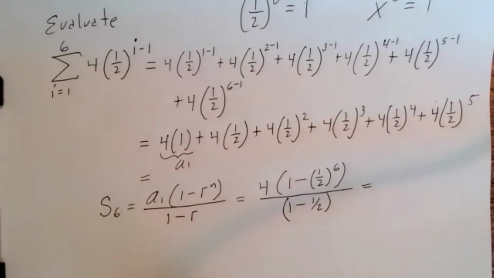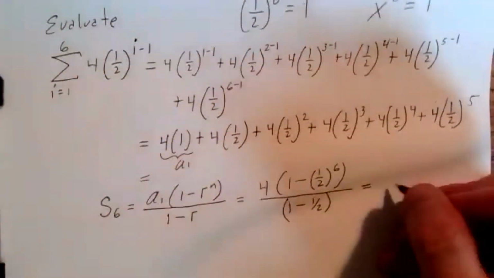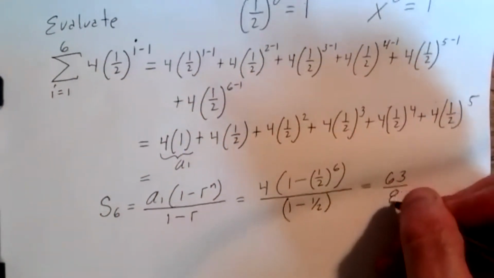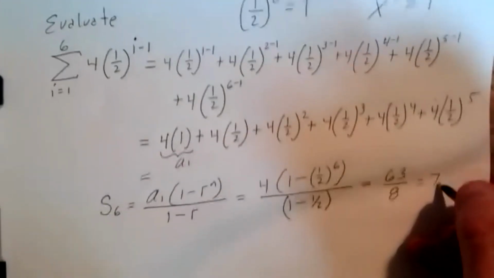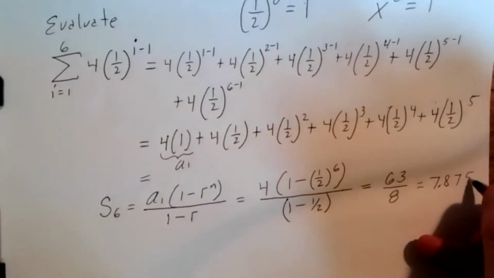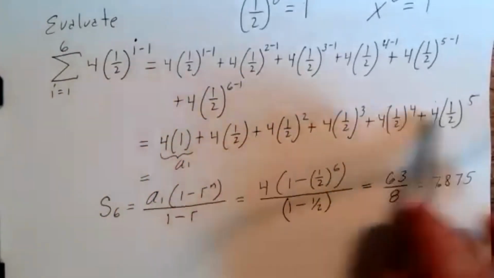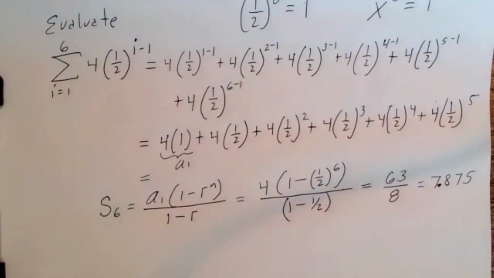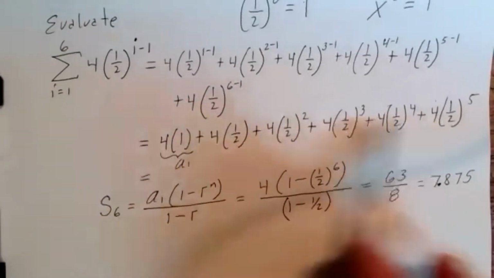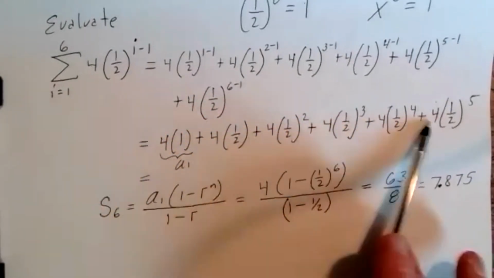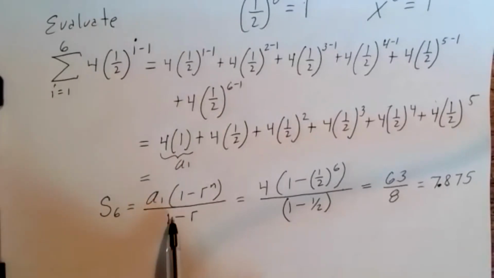63/8, yeah. And that would be the sum here of the first 6 terms. Or as a decimal, it would be 7.875. That would be the sum of all these terms here. Okay. So, and now this formula would be even more valuable if I wanted you to find the sum of like the first 100 terms, correct? Where it'd be very, very awkward to do it the long way. This formula becomes even more attractive.